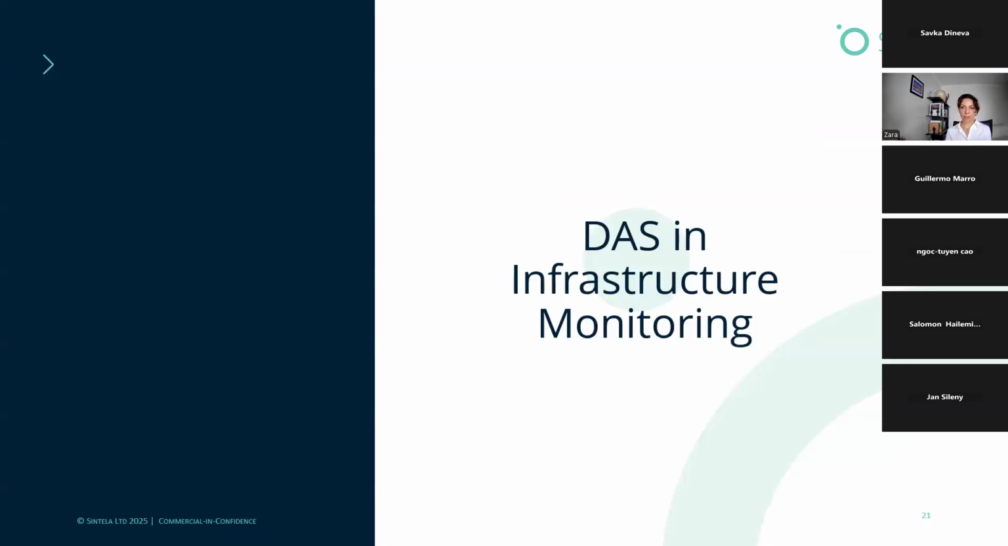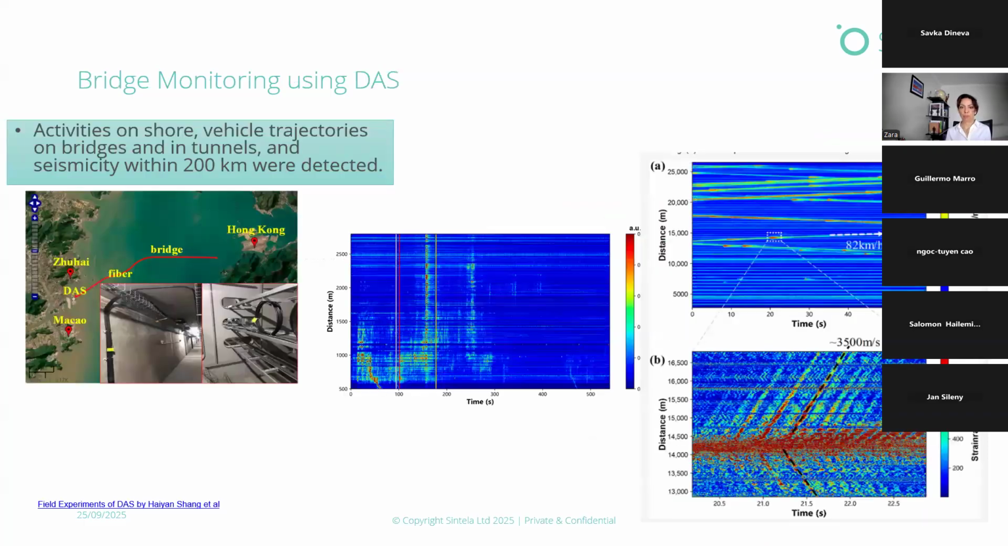It has also been used outside mining in infrastructure monitoring. This is a recent example, showing on the map on the left where DAS was deployed onshore between China and Hong Kong on a bridge as well as a tunnel. I think altogether it was about 30 to 35 kilometers of fiber deployed, and they were measuring activities onshore as well as the vehicles and the traffic on the bridge as well as the tunnel.